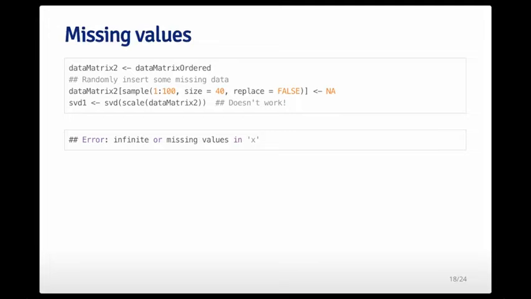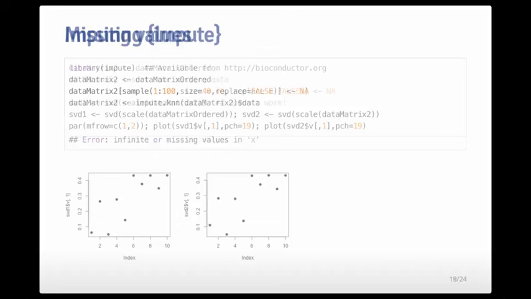One issue with either the SVD or principal components analysis is always missing values. Real data will typically have missing values, and the problem is that if you try to run the SVD on a data set that has some missing values, like the one I've created here, you get an error. You just can't run it on a data set that has missing values. So you need to do something about the missing values before you run an SVD or a PCA.